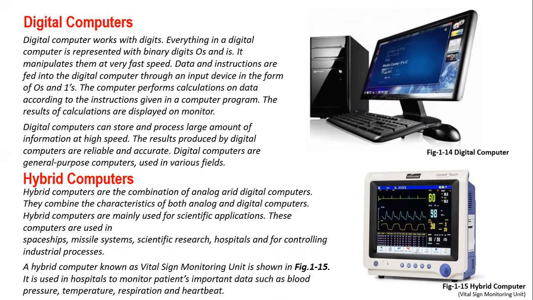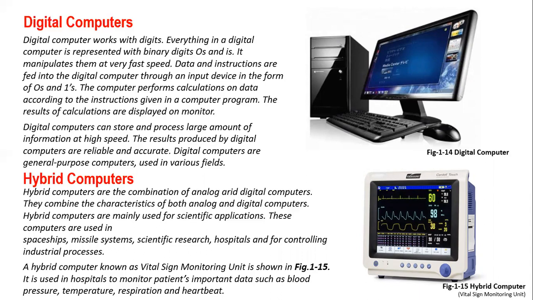Data and instructions are fed into the digital computer through an input device in the form of zeros and ones. The computer performs calculation on data according to the instructions given in a computer program. The result of calculations are displayed on monitor. Digital computers can store and process large amounts of information at very high speed. The results produced by digital computers are reliable and accurate. Digital computers are general purpose computers used in various fields.